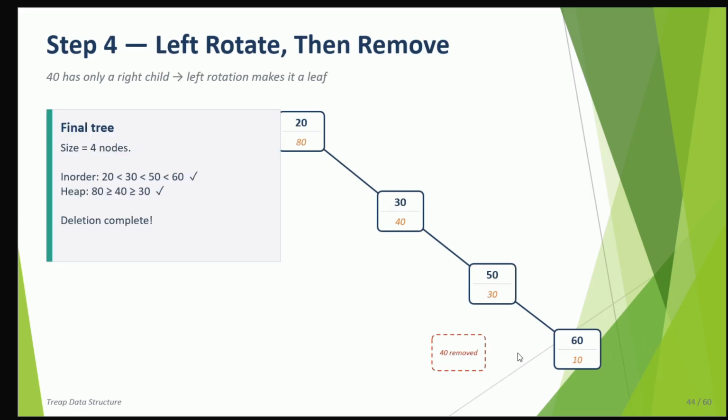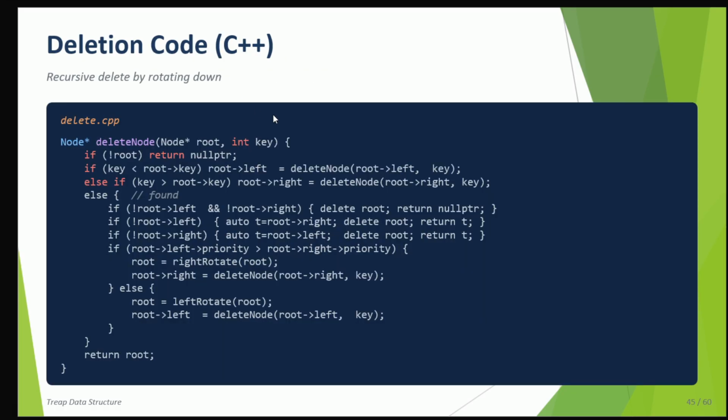So after removing 40, our tree will look like this. 20, at its right 30, at its right 50 and at its right 60. Here is the complete C++ code for the deletion algorithm of TREAP.